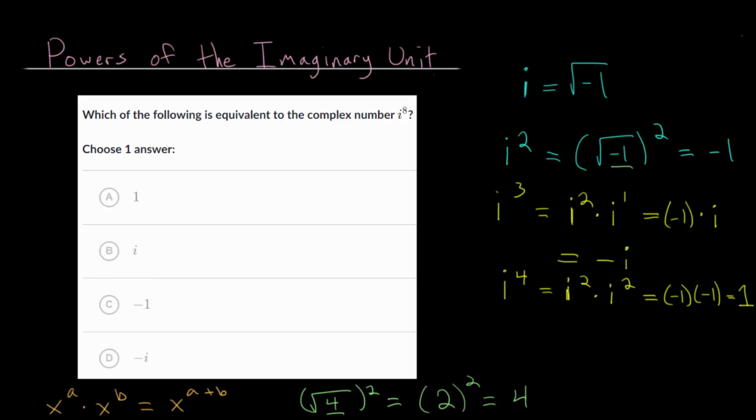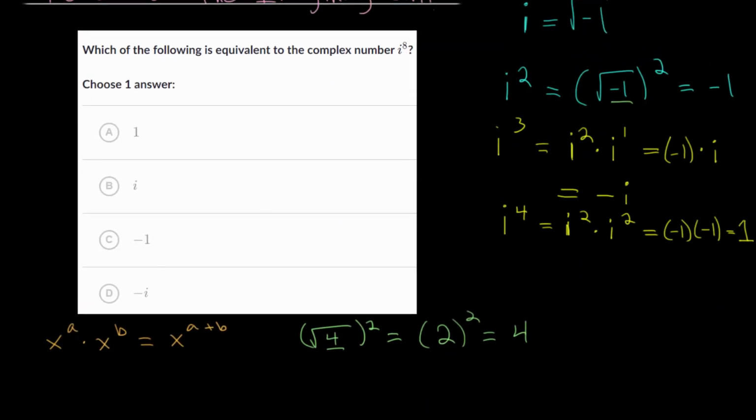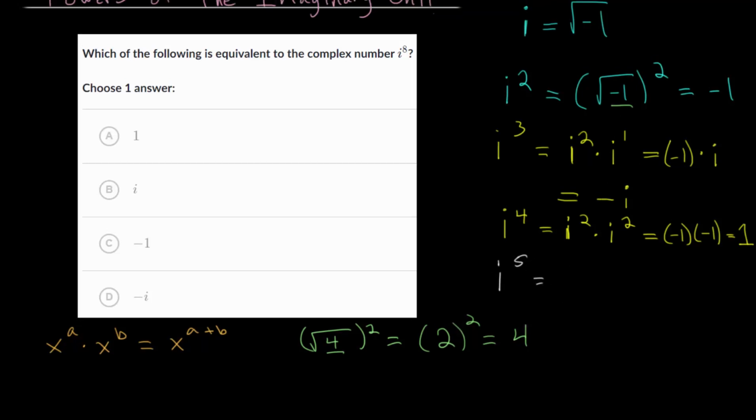Let me make a little bit of room. When we look at i to the 5th, what we're going to see is that we just get back one of these four. For i to the 5th, we can pull out an i to the 4th. We can use that exponent property again. So it's i to the 4th multiplied by i to the first power. But i to the 4th is just 1. So you get 1 times i, which is i. So i to the 5th power is just equal to i.